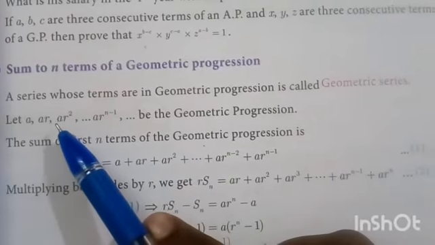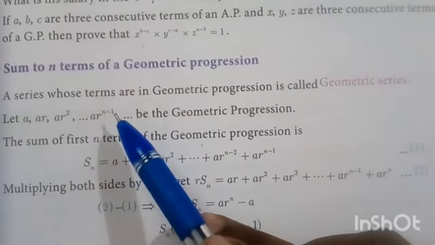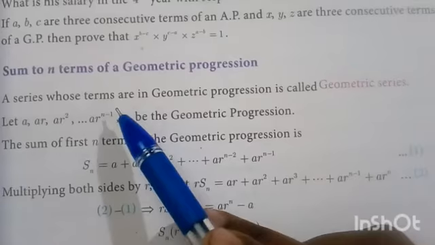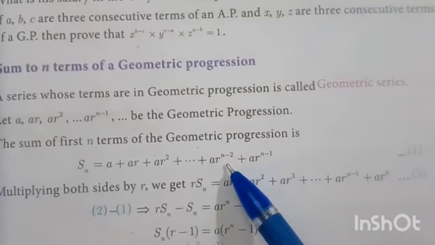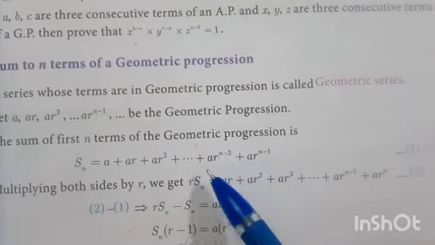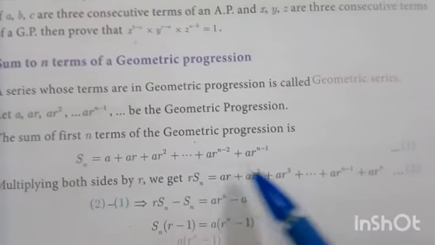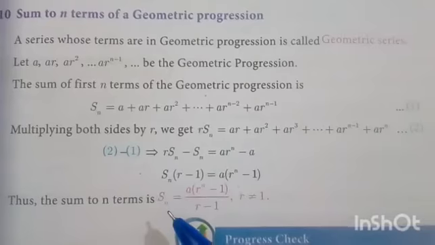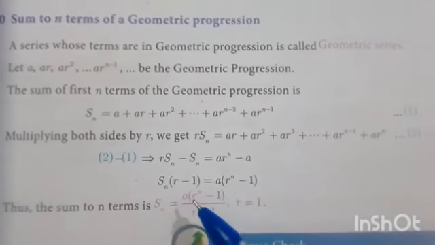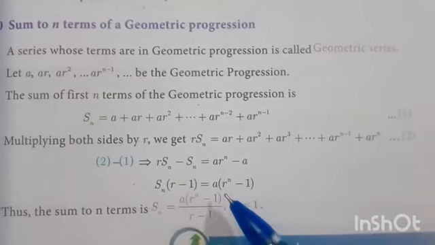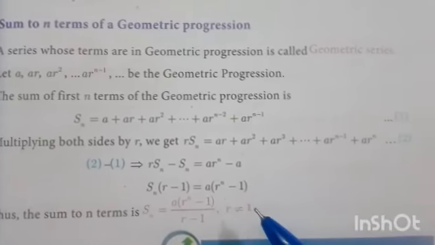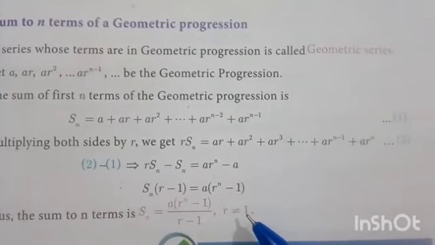So that is a plus a r plus a r square, etc., plus a r power n minus 1. The previous term is a into r power n minus 2. Their sum we want to find. The simplification is not needed, you just directly have to see the formula. The sum of n terms, Sn, equals a into r power n minus 1 by r minus 1, for r not equal to 1.